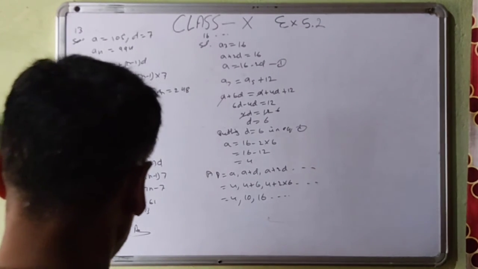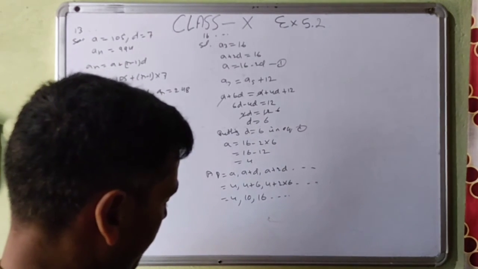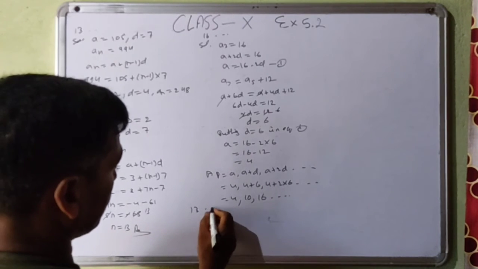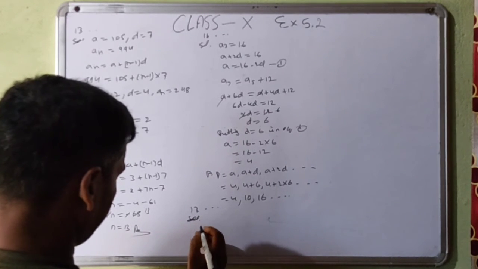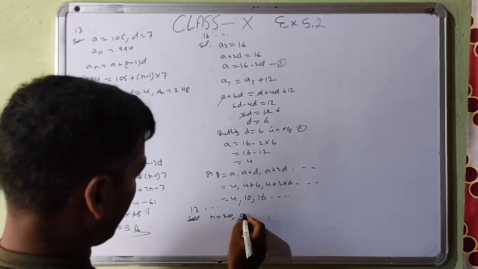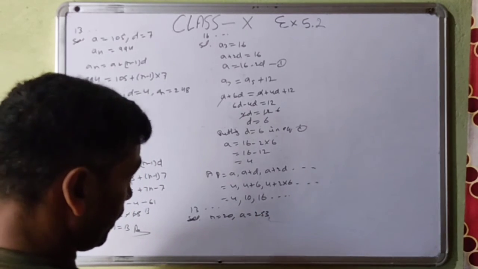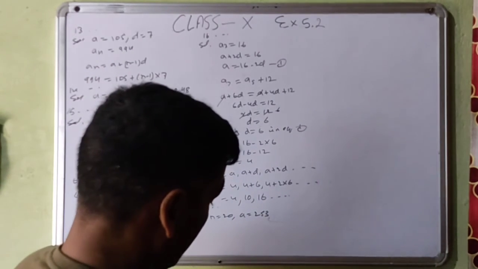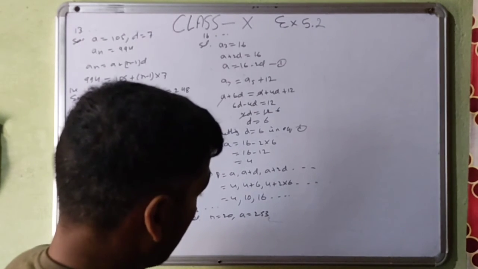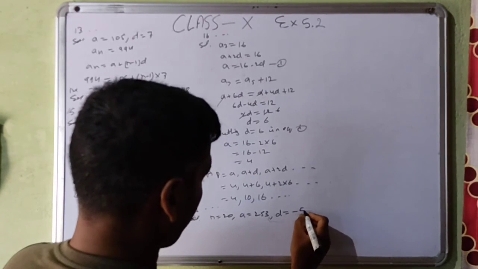13th question, find the 20th term from the last term of the AP. So 13th question is just a different type of question. It is given that n is equal to 20, A is equal to 253. 253 is A because we are looking now from the last term, and then D will be minus 5.